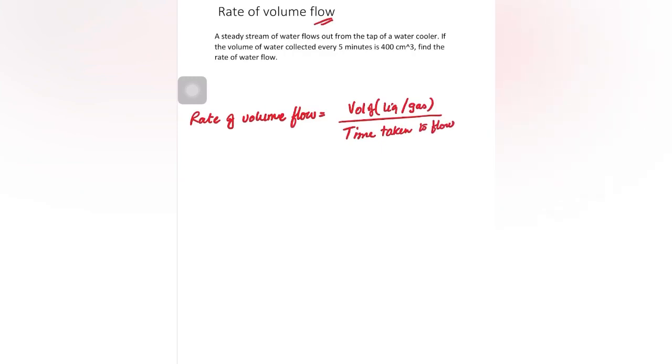What does it mean? It means that the rate of volume flow is equal to the volume of the gas or liquid which is flowing out, how much liquid or how much gas is flowing out, divided by how much time it is taking to flow out. For example, in 1 minute, how much gas or liquid has flowed out. This is what it is.